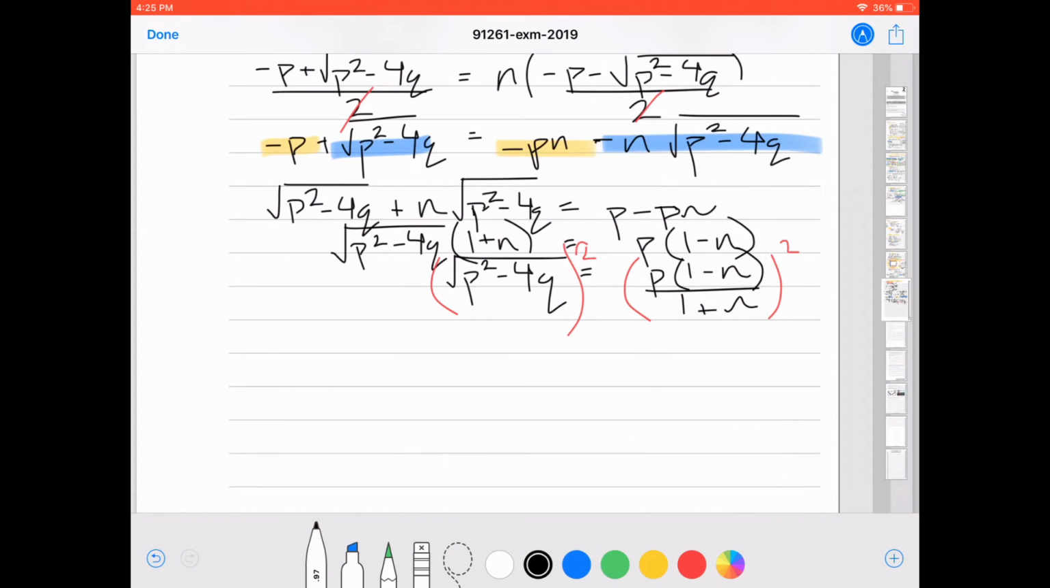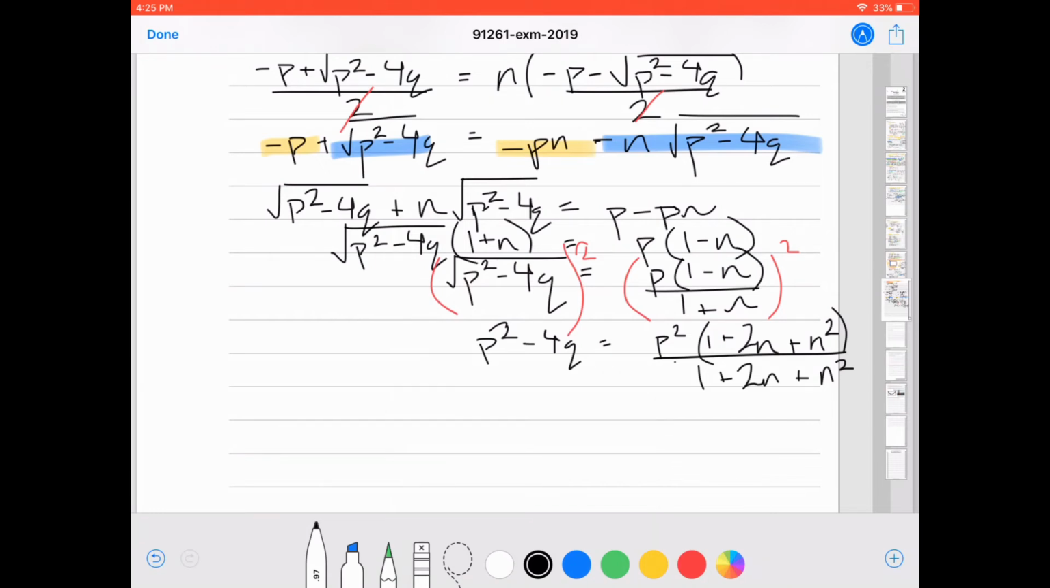And so we've got p squared minus 4q, and we have to square our right hand side, so p squared, and this 1 minus n we could basically say is times itself. So let's write that. We've got 1, and the b term is 2ab, so 2n plus n squared. It's inside brackets. On the denominator, we've got 1 plus 2n plus n squared.